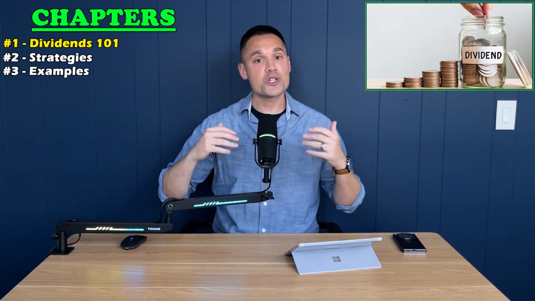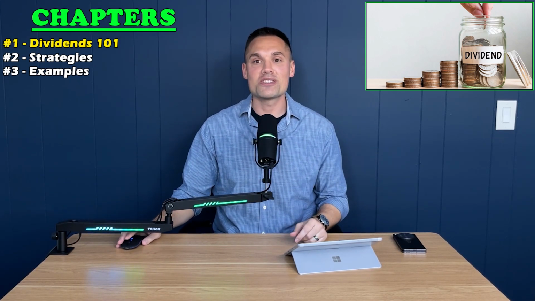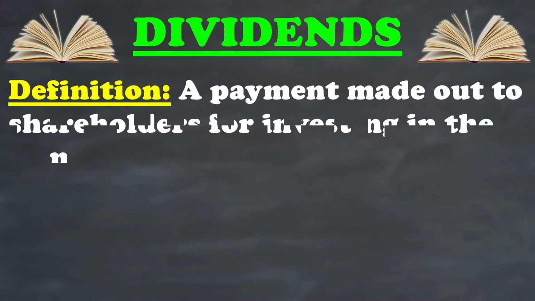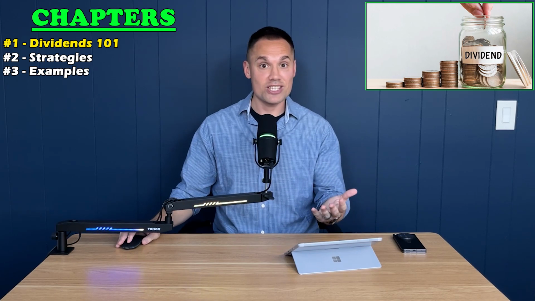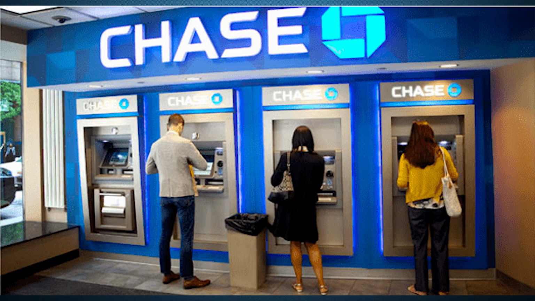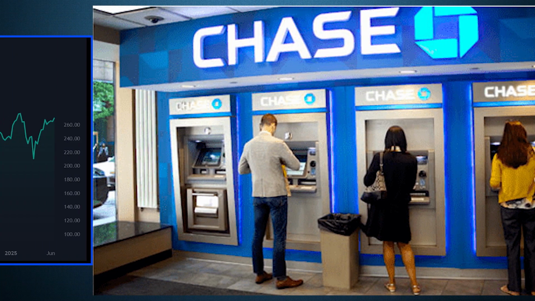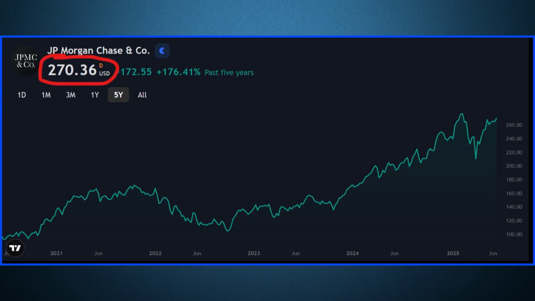Now, starting first with what dividends actually are in the first place. Very simply, dividends are just payments that a company makes to its shareholders. And the most common form of dividends are cash dividends. So for example, let's say you buy one share of JP Morgan Chase, a very popular bank. It's actually the biggest in the world outside of China. And currently their stock trades for around $270 per share.